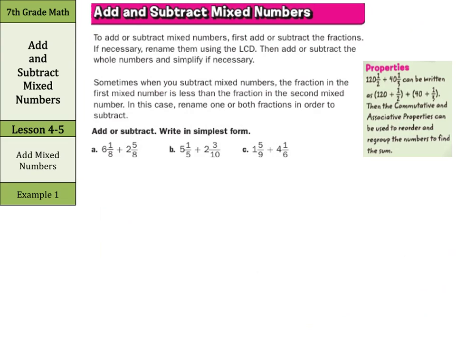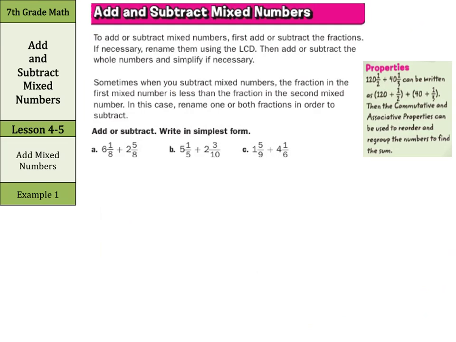Now here are our rules for adding or subtracting mixed numbers. To add or subtract mixed numbers, first add or subtract the fractions. If necessary, rename them using the least common denominator. Then add or subtract the whole numbers and simplify if necessary. Sometimes when you subtract mixed numbers, the fraction in the first mixed number is less than the fraction of the second mixed number. In this case, rename one or both fractions in order to subtract. And now we're going to get practice in doing all of these.